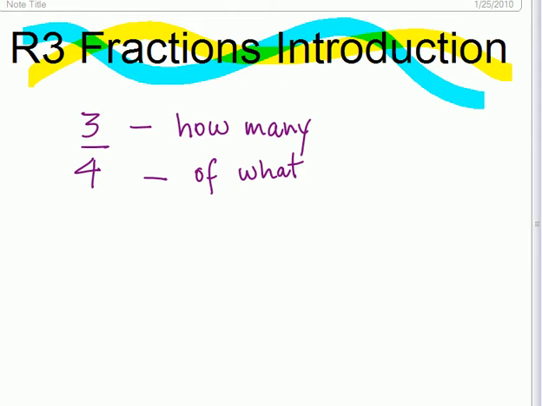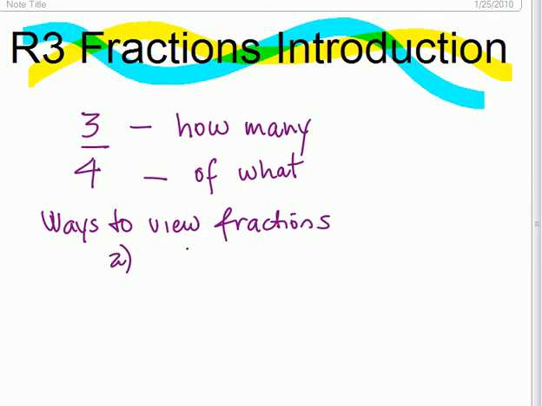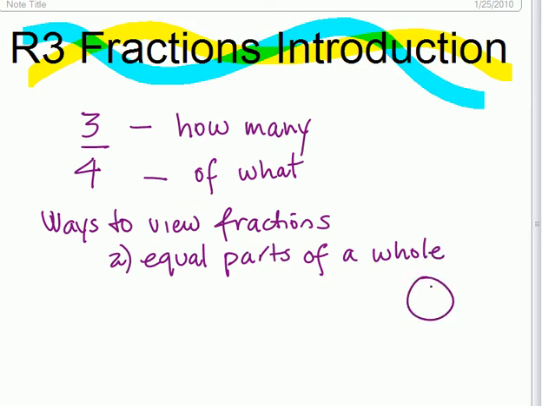The other thing that fractions indicate, so let's just make a note. Ways to view fractions. That first way is what we talked about, and that is equal parts of a whole. And that's probably what we think of when we think of fractions. So I'm just going to remind us what we saw there. There's my pizza. I divide it into fourths, and I get 3 of those pieces.